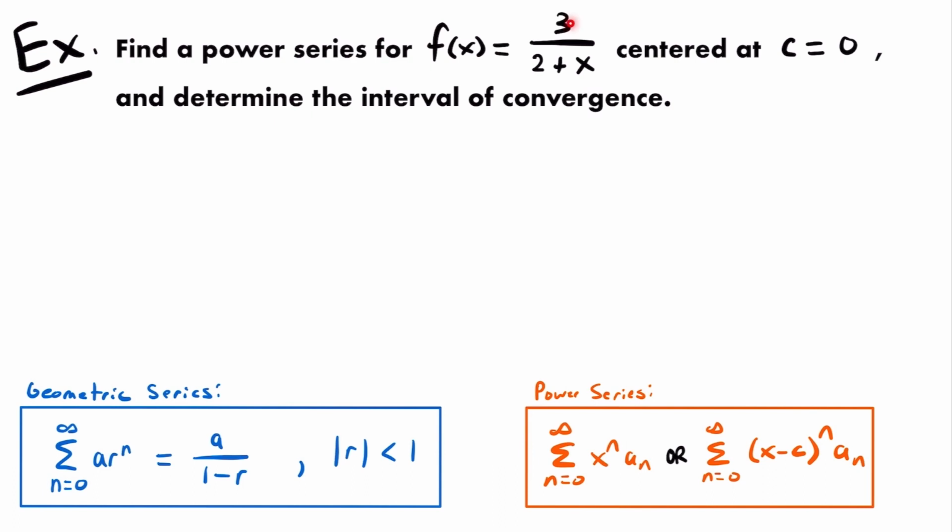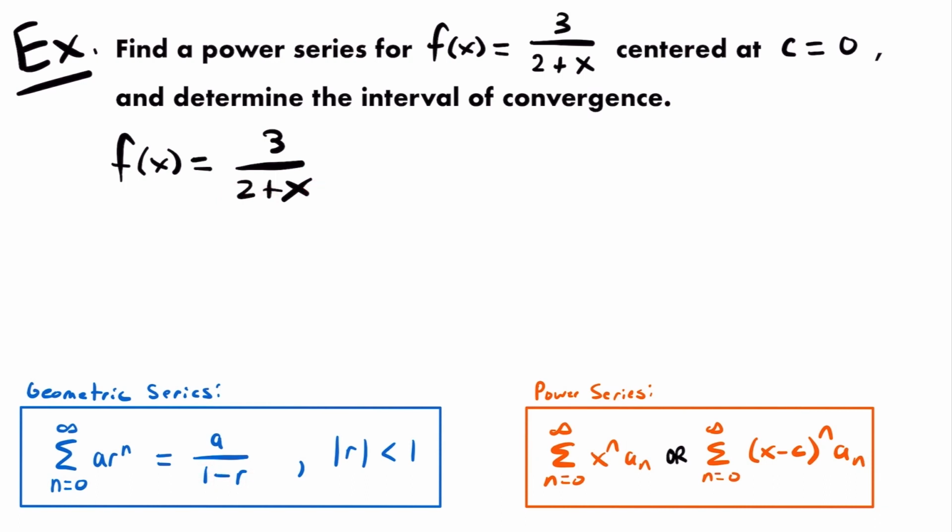Okay, so if we do that for this function, we're going to be working with f of x is equal to 3 divided by 2 plus x. What we want to do is rewrite this function in this form. We want to have some constant divided by 1 minus r, where in this case r will be equal to x, because we want to find a power series centered at 0. All right, and so currently this function is not in this form. We do have a constant in the numerator, but we're dividing by 2 plus x. We don't have 1 minus x.